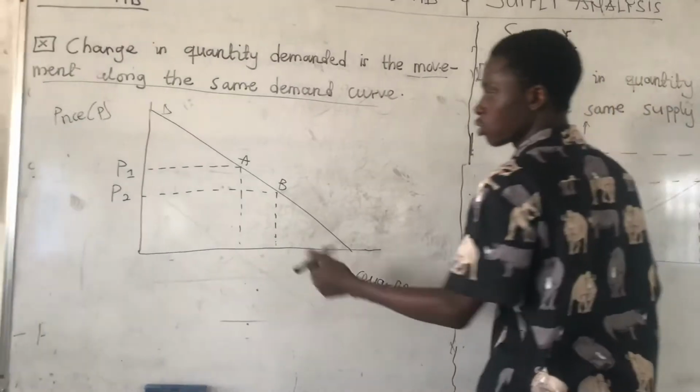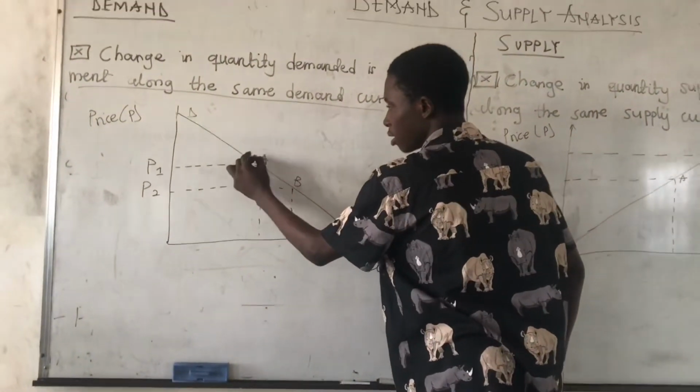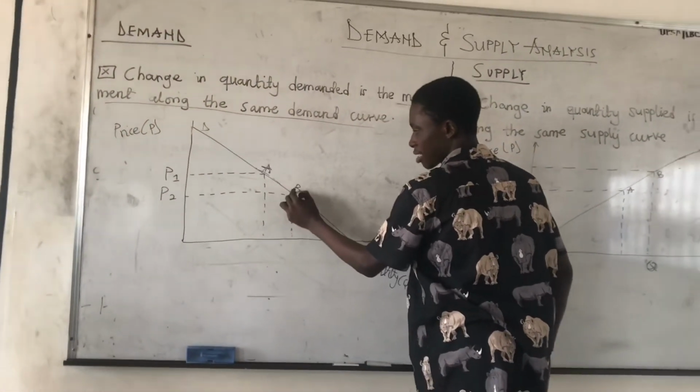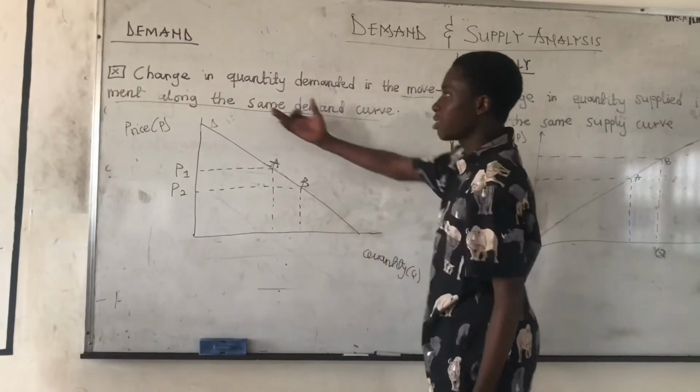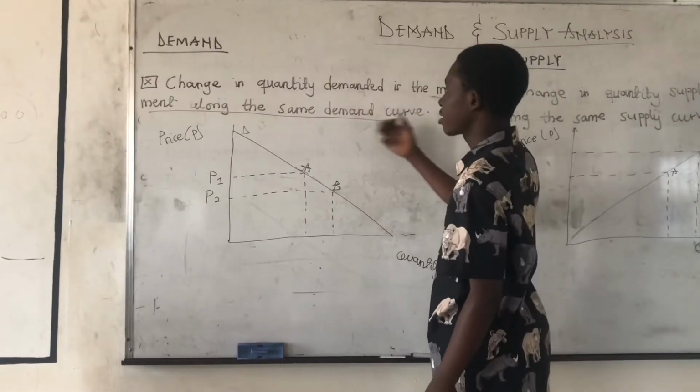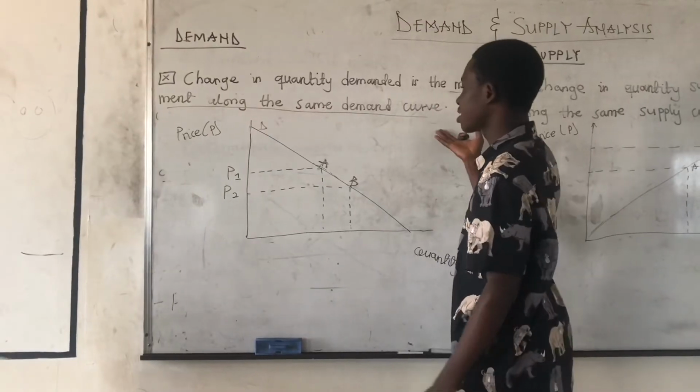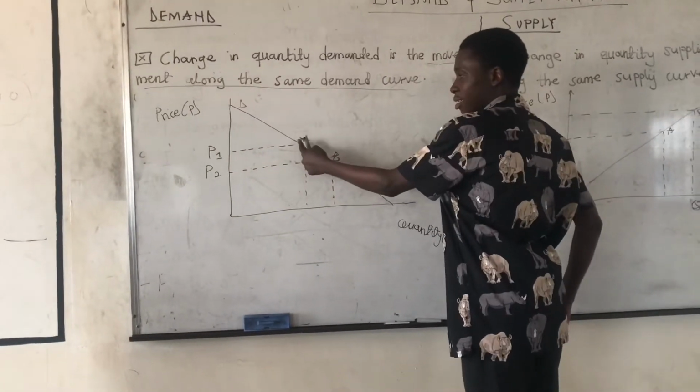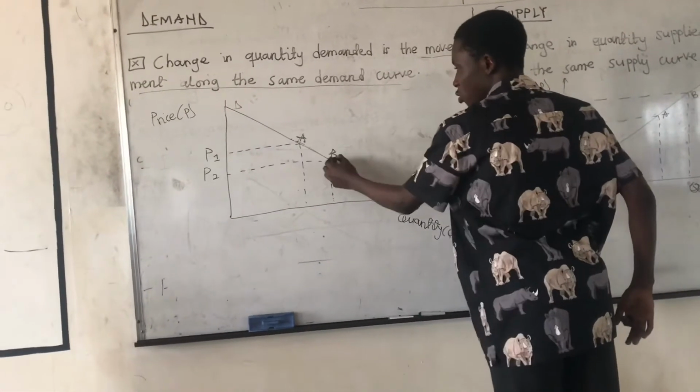So movement. We have A. Move to which side? This side is B. That's what the definition is trying to talk about. Change in quantity demanded is the movement along the same demand curve. A was at this side, it moved on to B, to this side, so it was a movement.